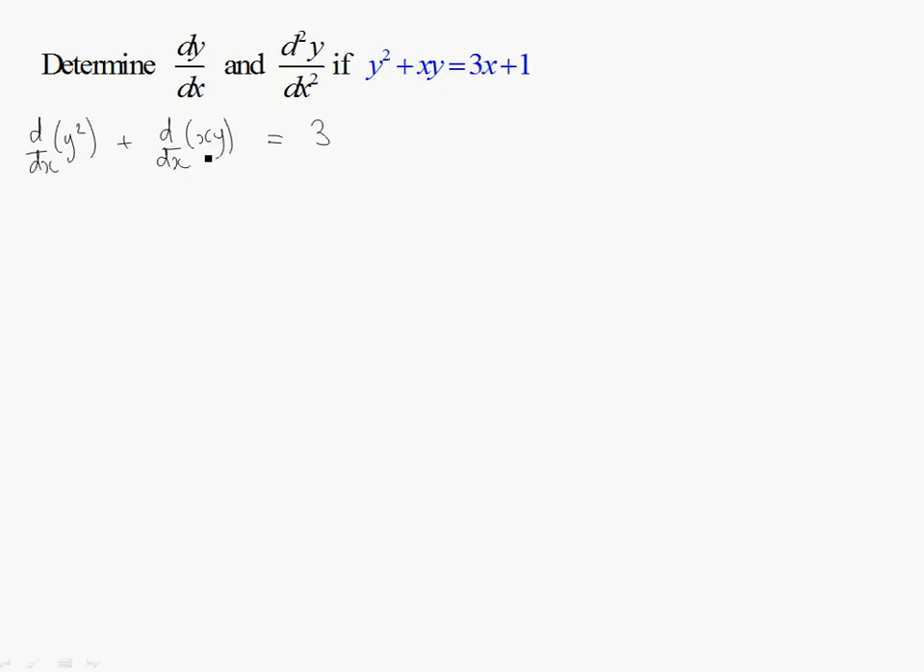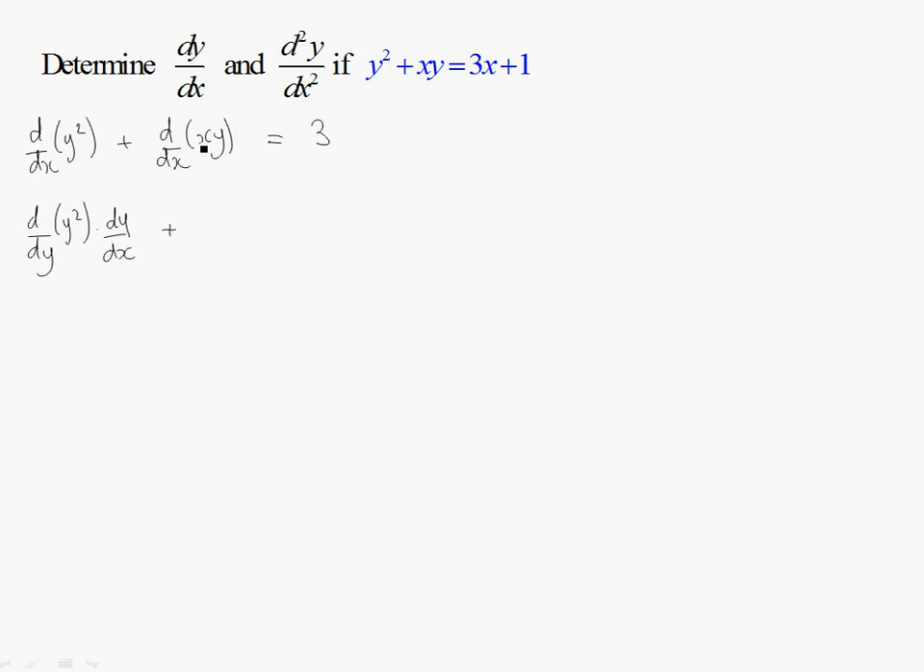Now what do we have left? Well, we have an expression here which is in terms of y, so we need to differentiate that with respect to y, but we want the result to be with respect to x. So using the chain rule, if we multiply that by dy by dx, we haven't changed anything. We've got a dy and a dy which will cancel. So we'll deal with that in a moment.